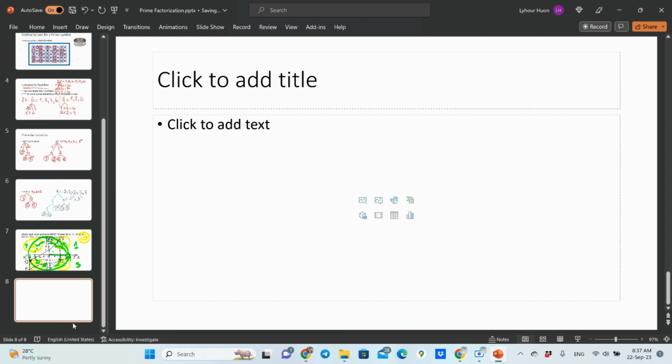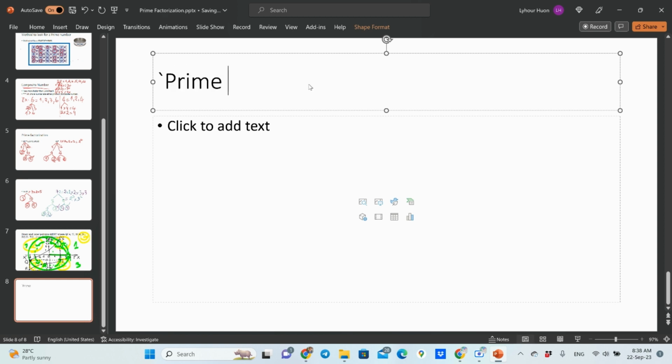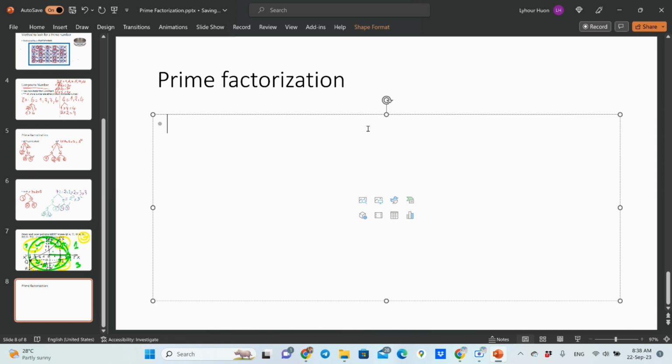Okay, moving on, we will go to the primes. Yesterday we already studied prime factorizations. By the way, what is prime factorization? A little review. Prime factorization is like a compound number thingy.